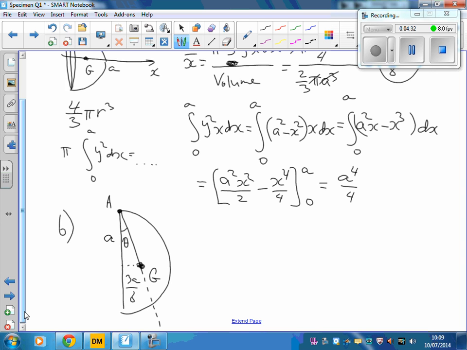Let's use trigonometry. We can write down that tan theta equals 3a over 8 divided by a. So this ratio gives you the tan of angle theta, which is 3 over 8. And so theta is 20.6 degrees to three significant figures.